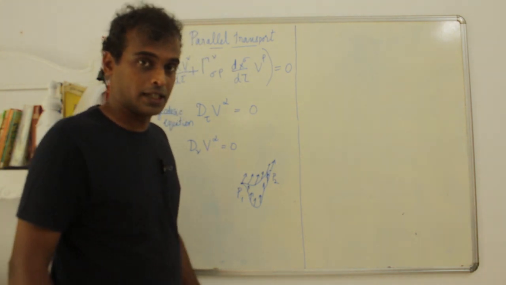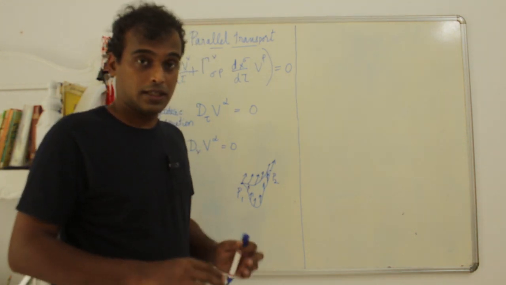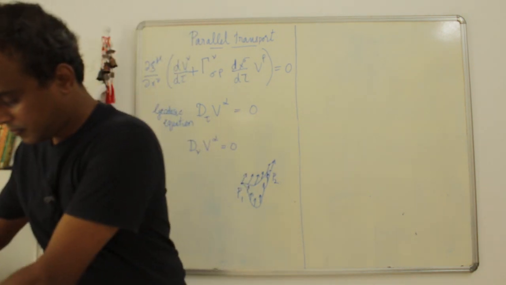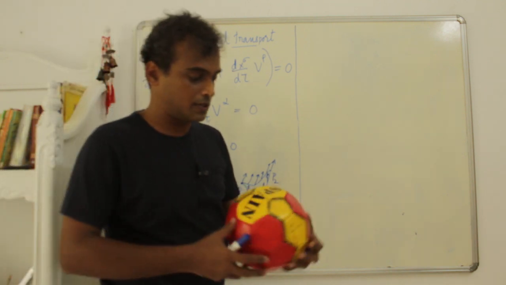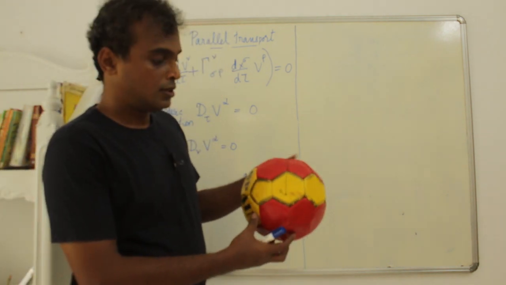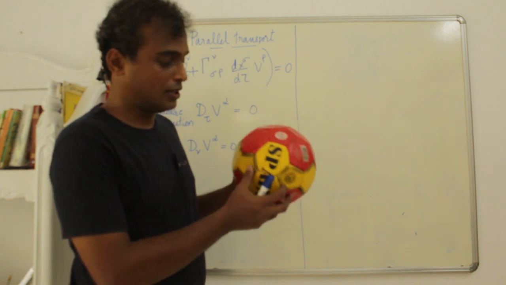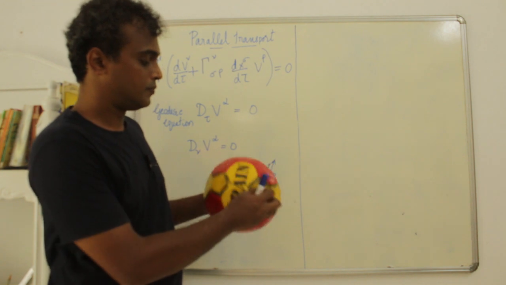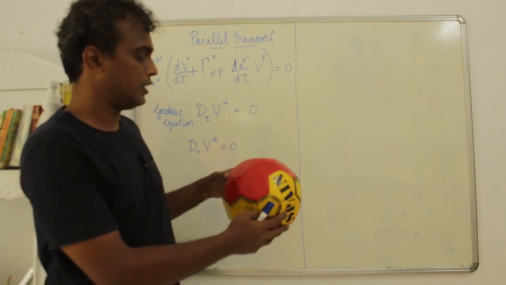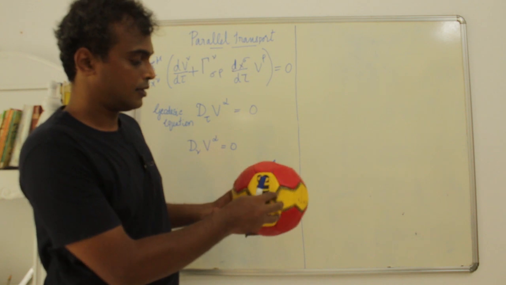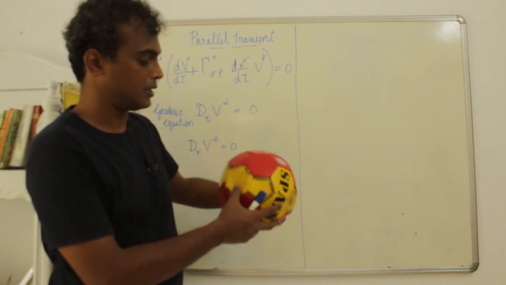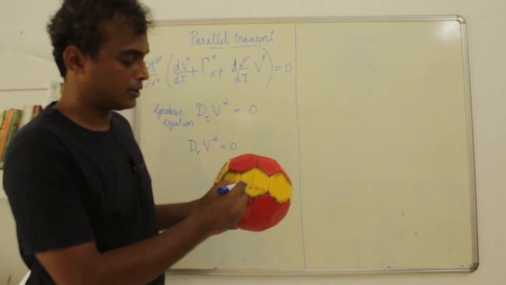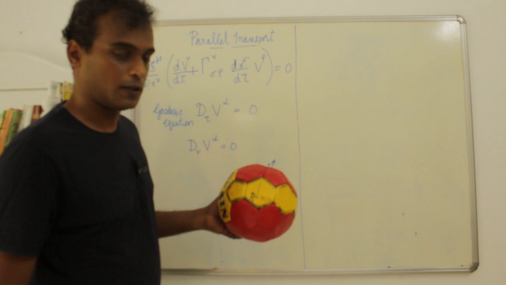Now let us do the same exercise on the surface of a sphere. So let me demonstrate this by considering the surface of a sphere. This yellow patch, you can think of that as the equator of the sphere. This is the equator of the sphere. Let us consider one point on the equator. I hope you can see it is this point, which is what I will choose as P1.